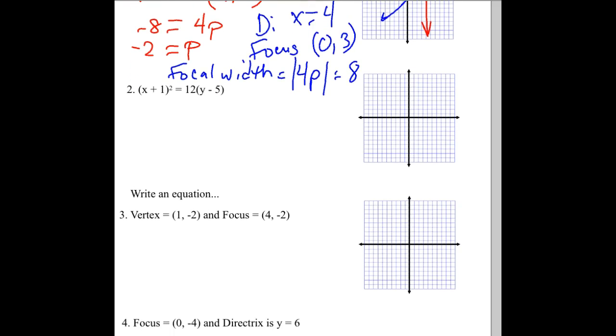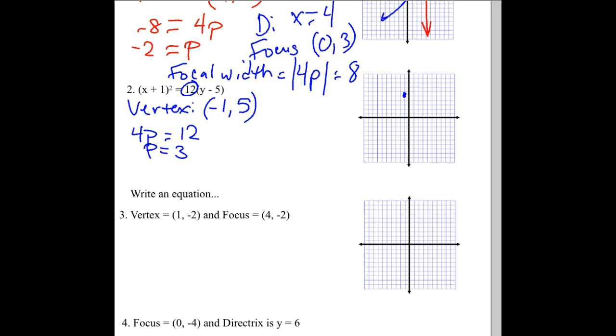Describe for me what you did to graph number 2. What was the first thing you found? Okay, we can find the vertex. From my equation, what's my x coordinate? Good, -1, and then the y coordinate? 5? Okay, there's my vertex. And what else do we get from the equation? We get p. So we know that 4p equals this 12, right? So p has to be 3.